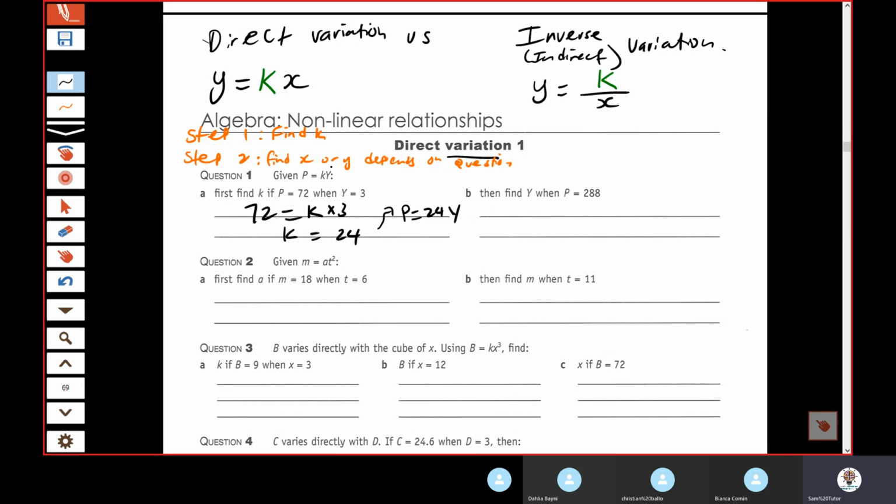Step 2, you got to find x or y. So you got to find the left-hand side or the right-hand side, depending on the question. It says then find y when p is 288. Well, 288 equals 24y. Again, how do I find y? Divide by 24.